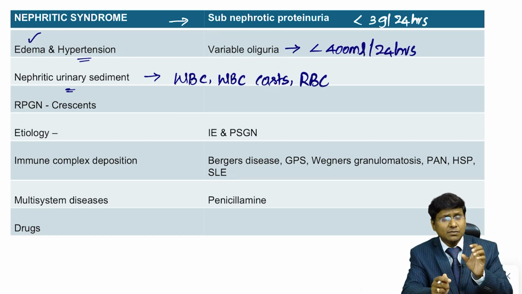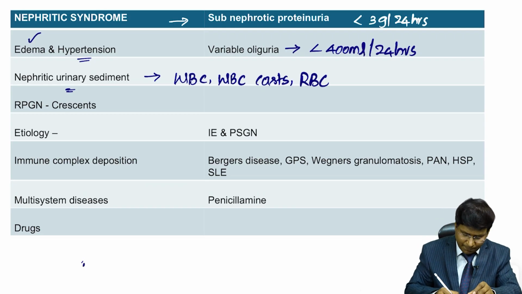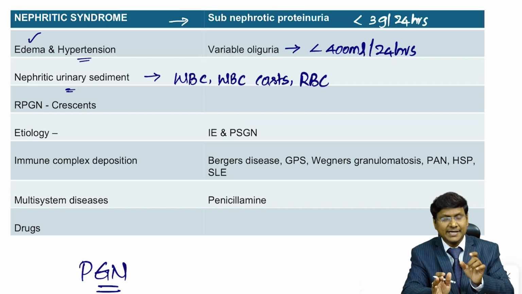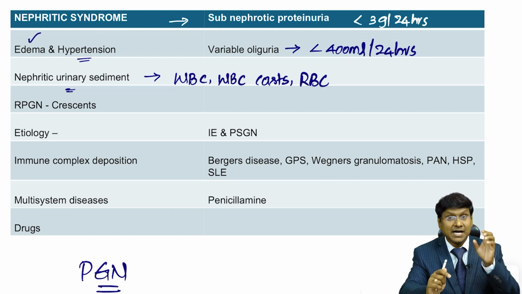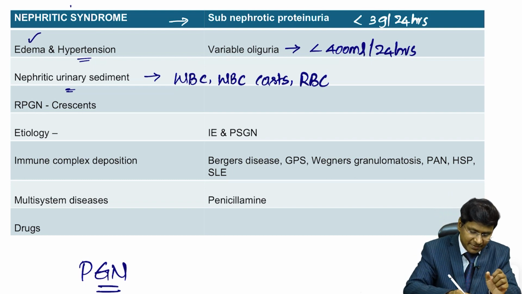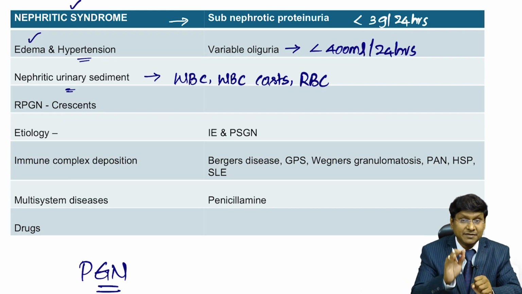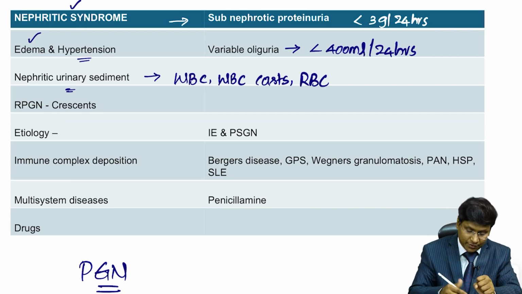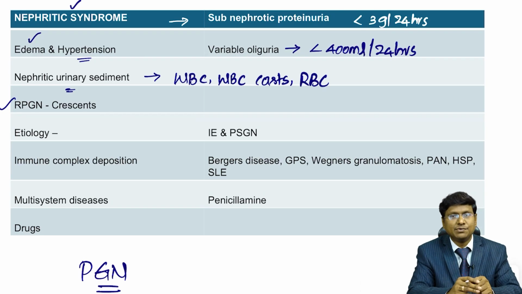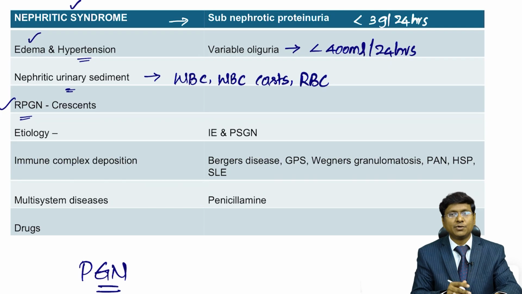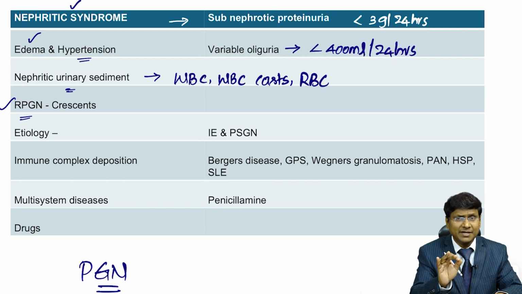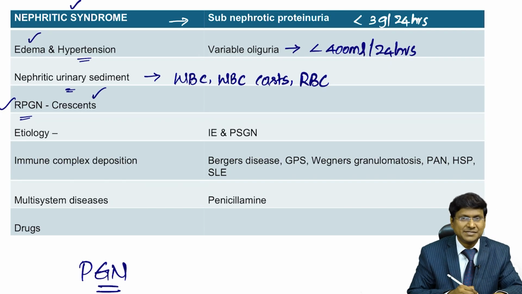And we have a terminology called proliferative glomerulonephritis, where the patient will have two forms. If the individual develops acute onset renal failure, that will be the nephritic syndrome. But if the patient develops subacute renal failure, that will be rapidly progressive glomerulonephritis. In rapidly progressive glomerulonephritis, the very important parameter in the biopsy is the presence of crescents.